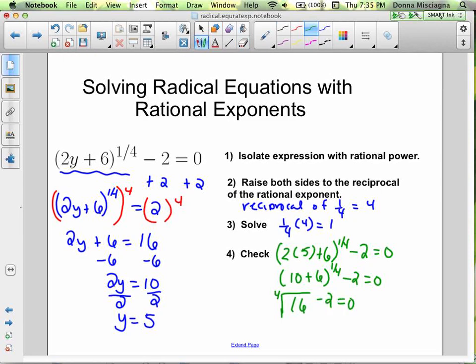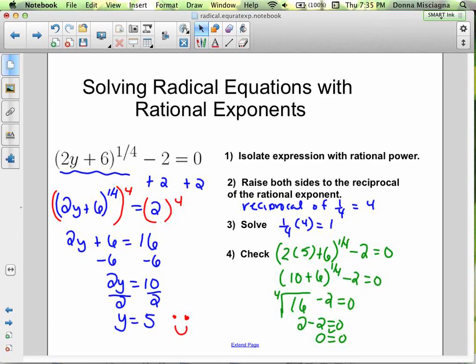equals 0. Well, what's the 4th root of 16? Why, we raised 2 to the 4th power to get 16. This is just 2. 2 minus 2 equals 0, and 0 equals 0. That checks out. And so another happy face. Another good solution. And so it gets the happy face. So hope these are making sense to you. And as always, if you have questions, ask me in class.